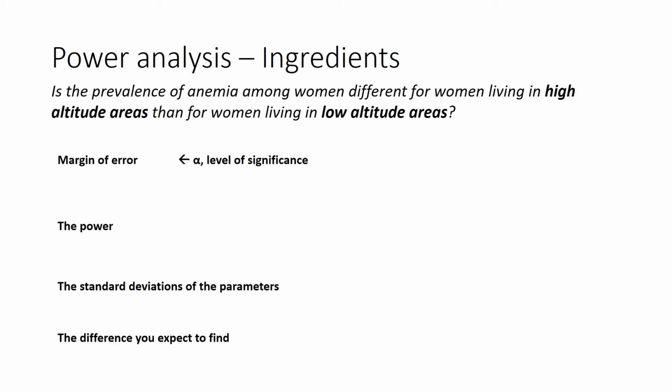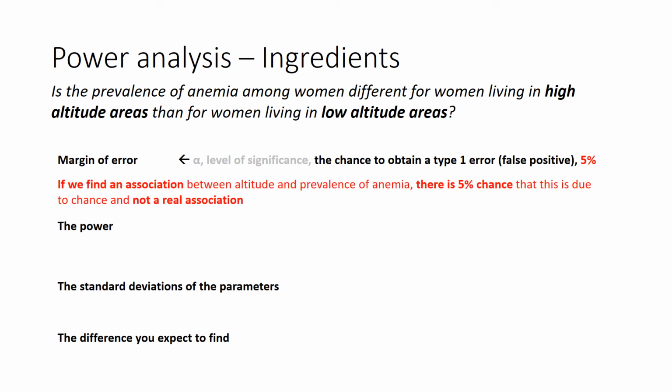The margin of error, also referred to as the alpha or the level of significance, is actually the chance to obtain a type 1 error, the chance that we find an association if one does not exist. We usually set this at 5%. In this example, it would mean that if we find an association between anemia and altitude, there is a 5% chance that this association is incorrect and due to chance.